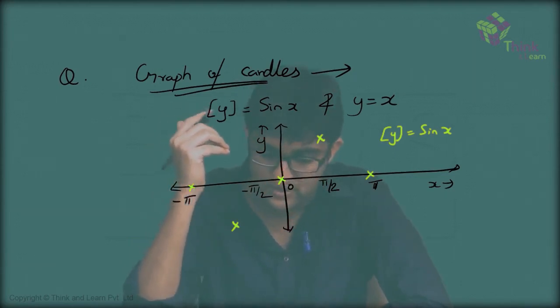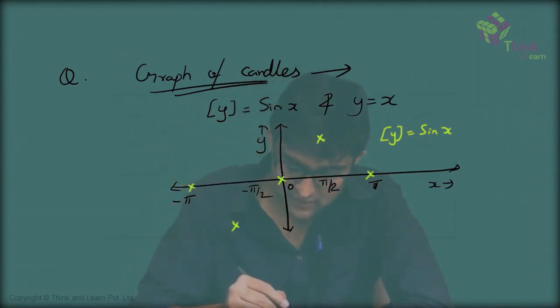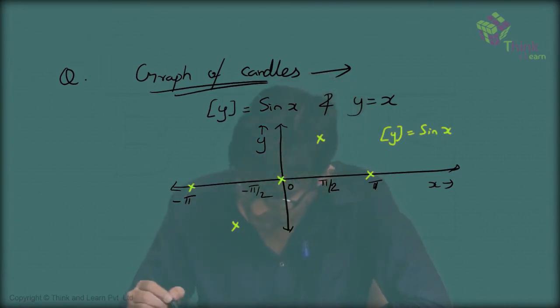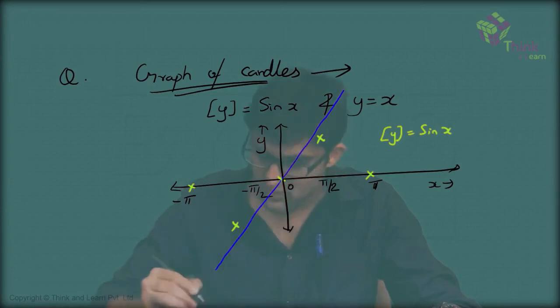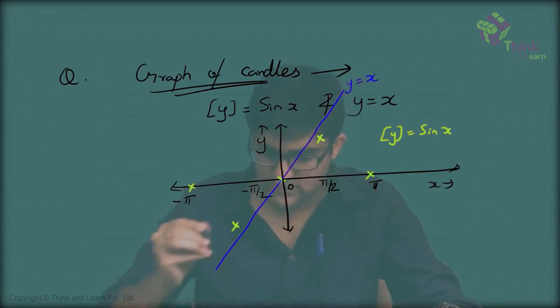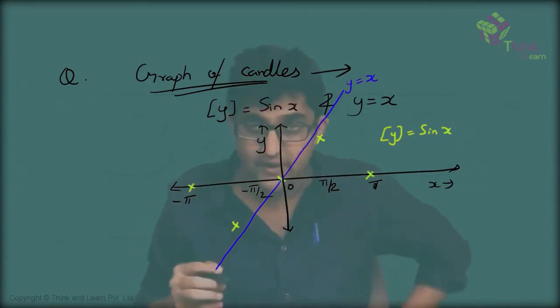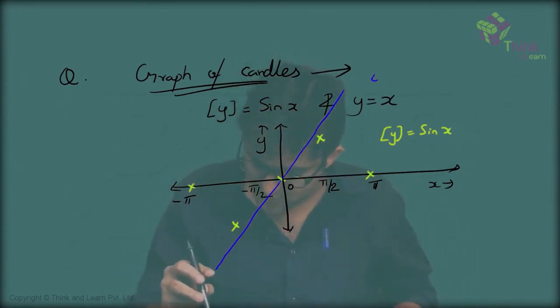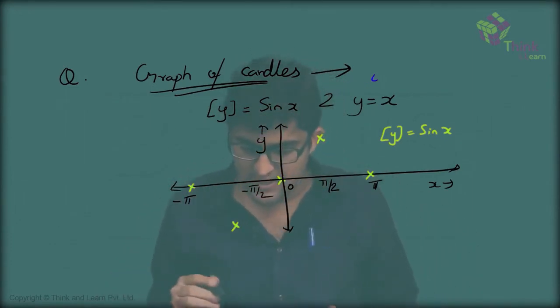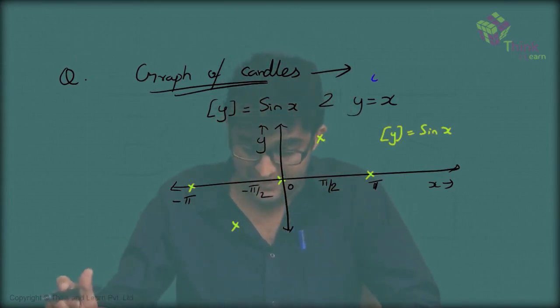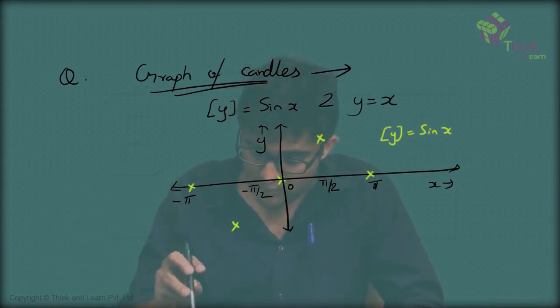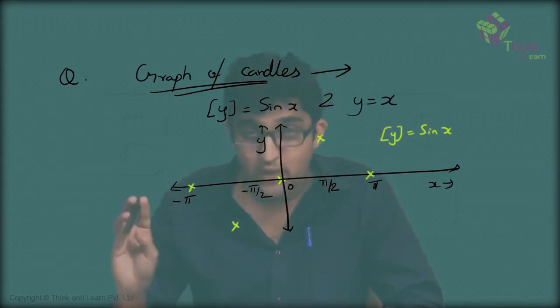And what about your y is equal to x? Y is equal to x is a function which goes like this. And this is your curve y is equal to x. Now before considering y is equal to x, we need to consider one more case. Think about it. When I'm talking about greatest integer of y is equal to sine x, one part is looking at these points. These are the only points which y can take.